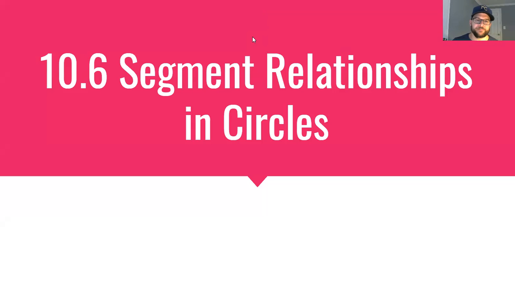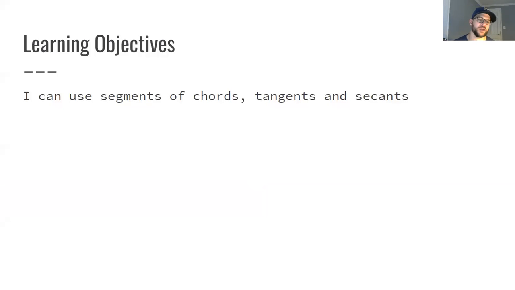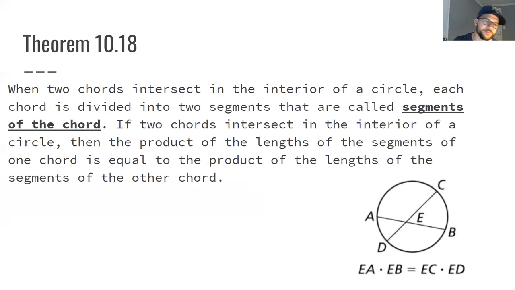All right, in this Big Ideas tutorial, section 10.6 for geometry, segment relationships in circles. So we're going to talk about segments of chords, tangents, and secants. Those are all different lines that could intersect inside, outside, and through your circle.